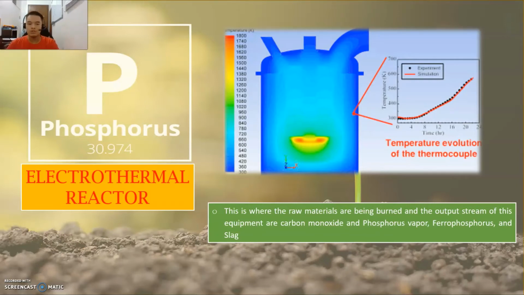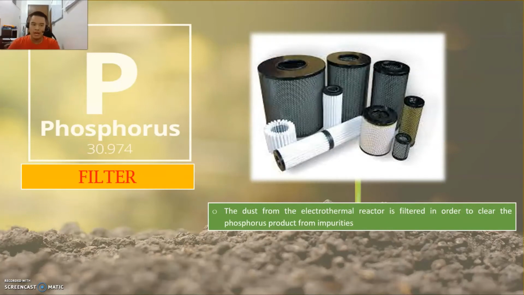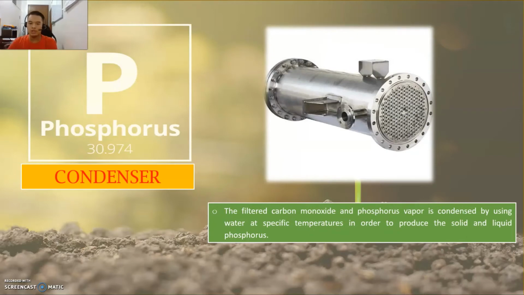After passing through the electrothermal reactor, it goes to a filter. The dust from the electrothermal reactor is then filtered in order to clear the phosphorus products of impurities. After filtration, it then goes into a condenser, where the filtered carbon monoxide and the phosphorus vapor are condensed using water at specific temperatures in order to produce the solid and liquid white phosphorus.